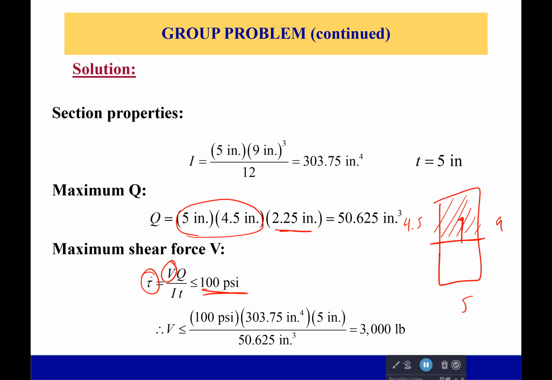for the internal shear force that we can actually hold to avoid going above that max shear stress. So we know everything else from this. We know what our thickness is. We know what our moment of inertia is. We know what Q is, and we know what that shear stress is. With all those, we can say that our internal shear force can't go above 3,000 pounds.